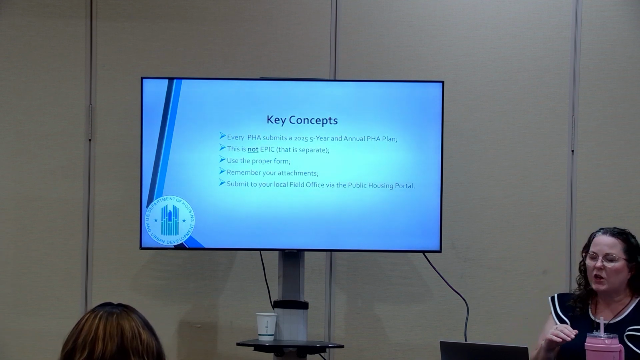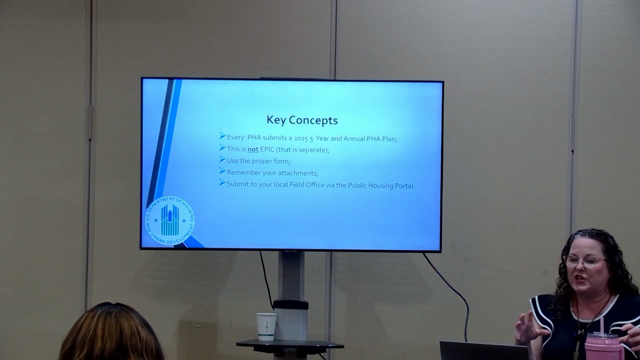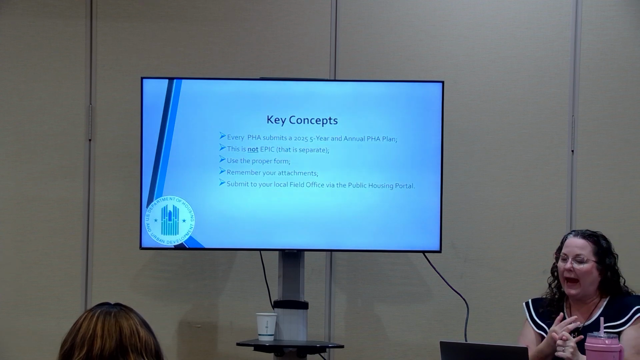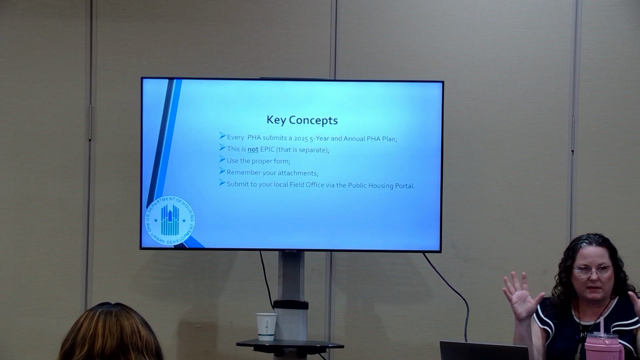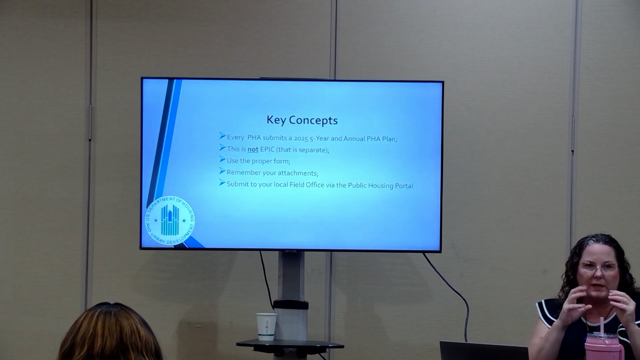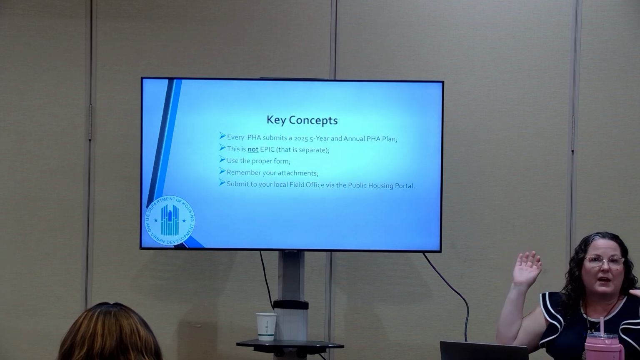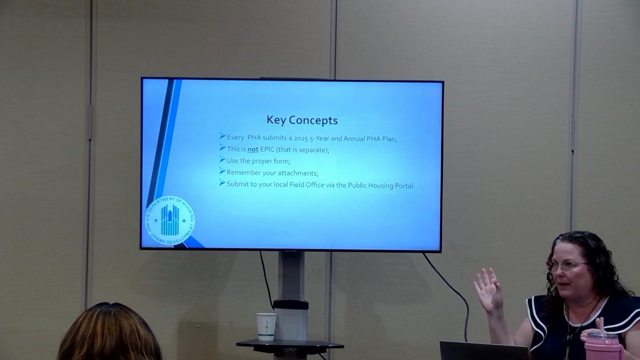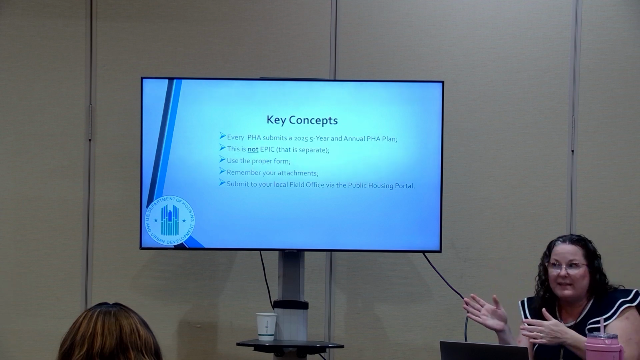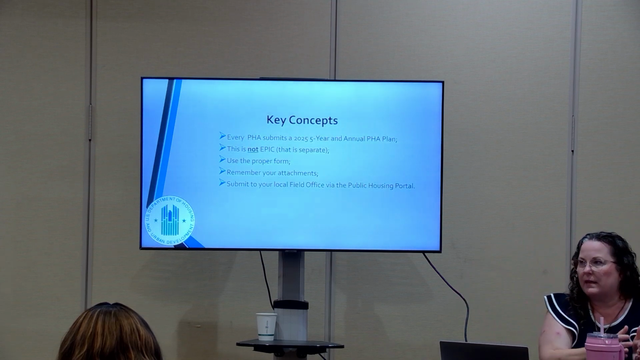Exactly. So the things we're going to talk about: every PHA submits in 2025 a 5-year plan and an annual plan. What that means is going to be different based on what your status is. The annual plan may look a little bit different for each PHA. So this is going to be separate from EPIC. Now you might take your annual plan and submit it in EPIC, right? But you have to submit it in the portal.